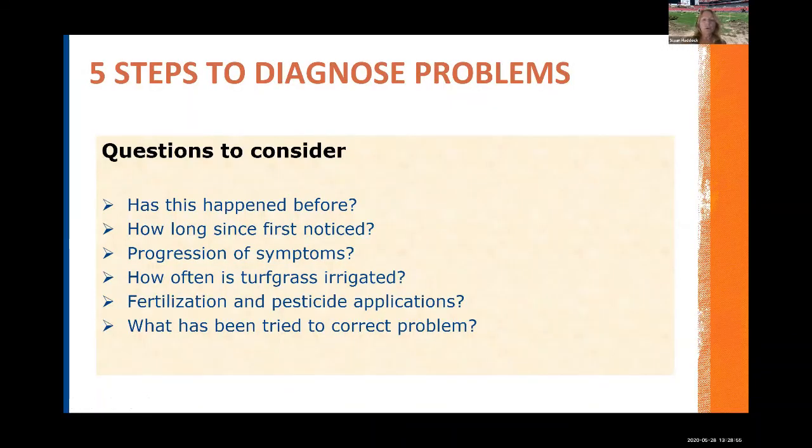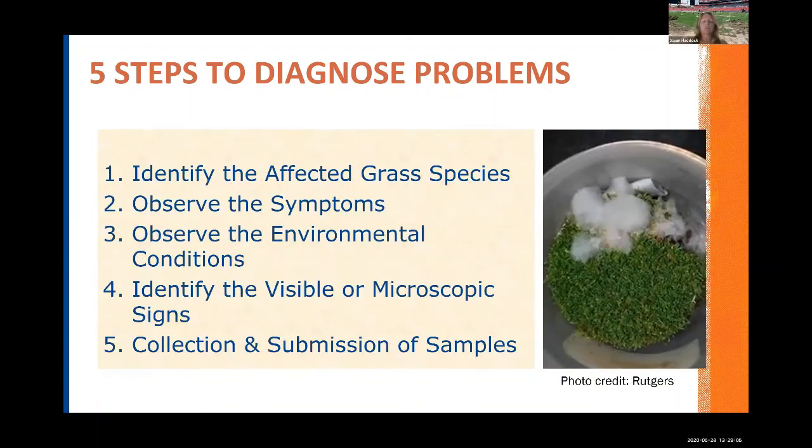Okay, but first off, you need to ask questions. Has it happened before? How long? What's been the progression? How often is it irrigated? What have been the fertilizer and pesticide applications? What's been done to try to correct it? And these are those five steps. We want to identify the affected grass species, because some diseases affect certain species more often than they do others. Observe those symptoms, know what those environmental conditions are, identify the visible or microscopic signs.